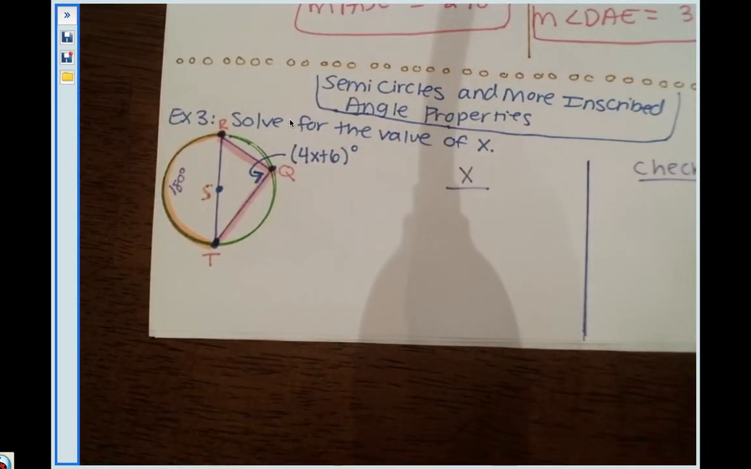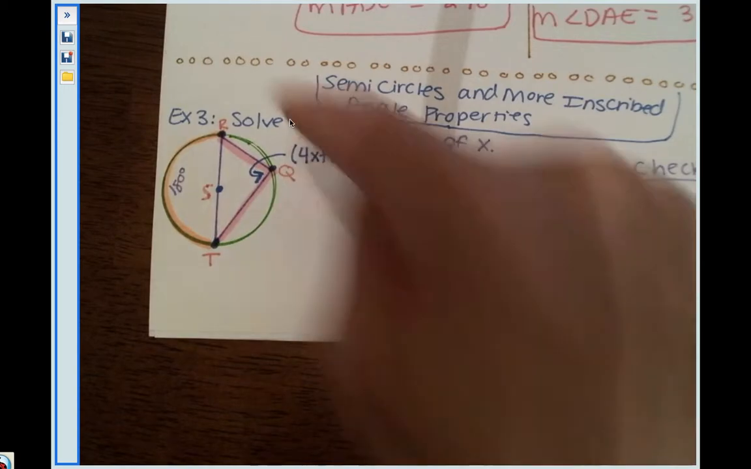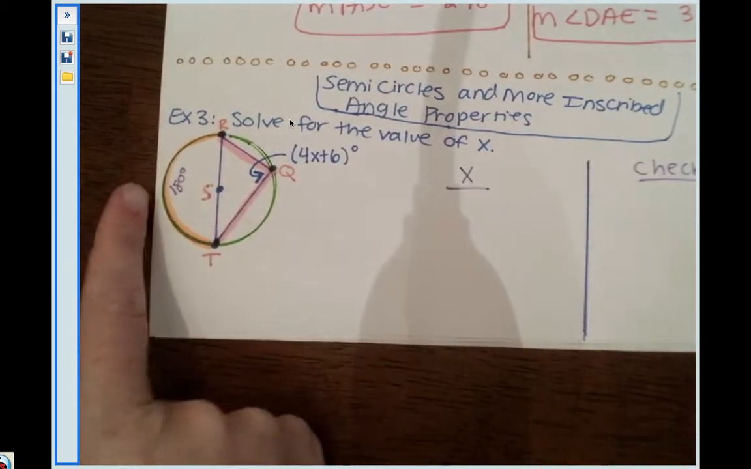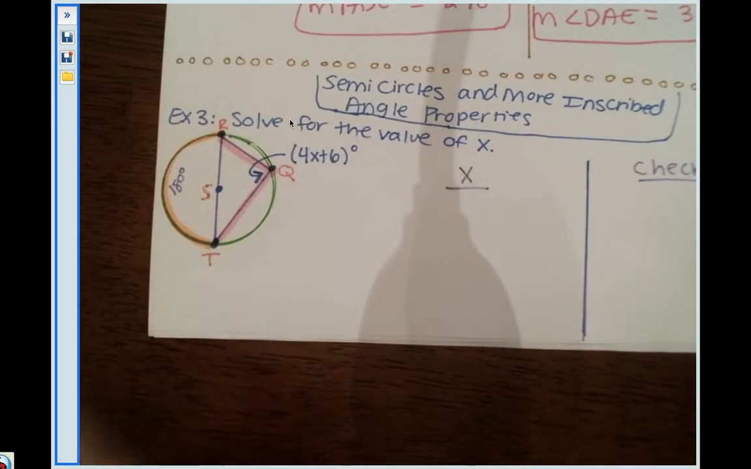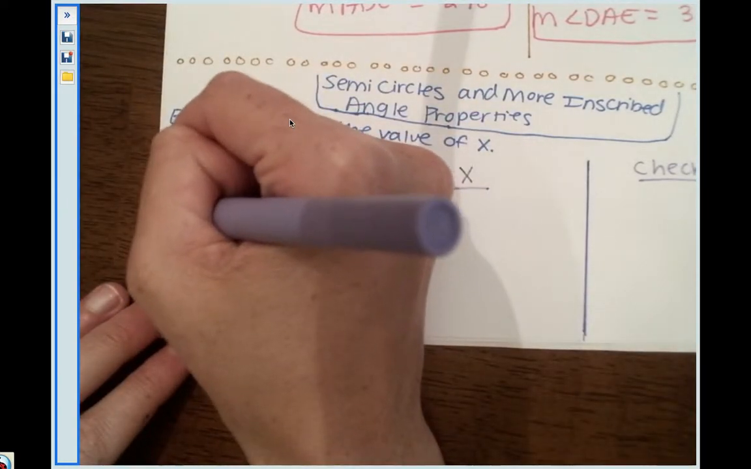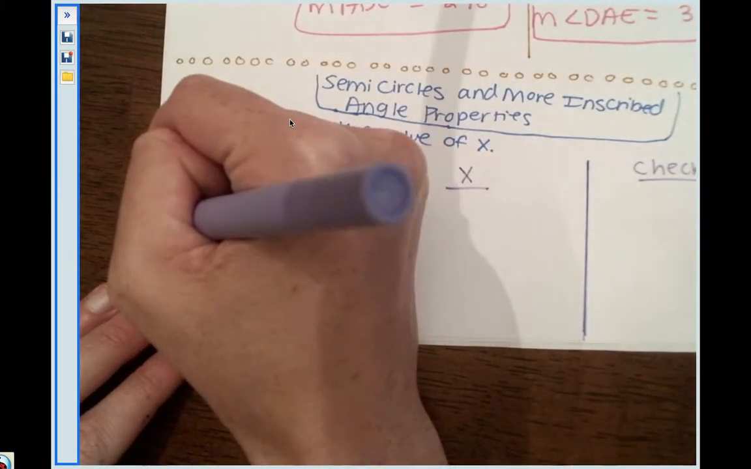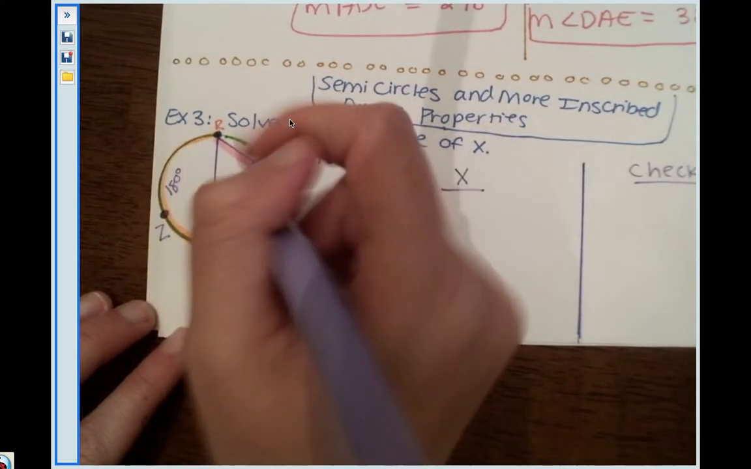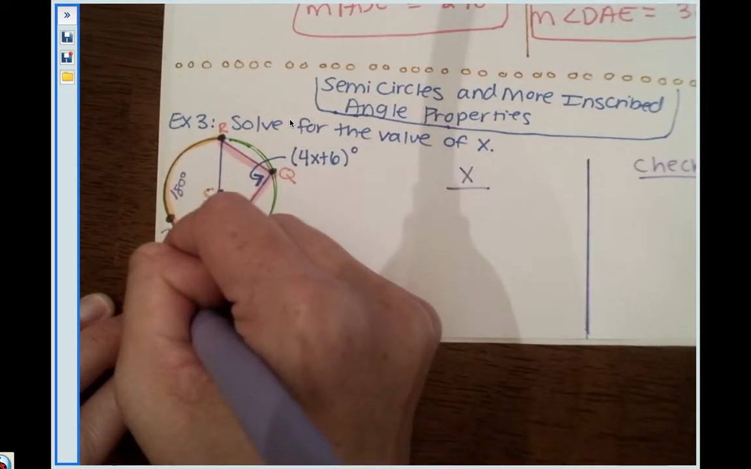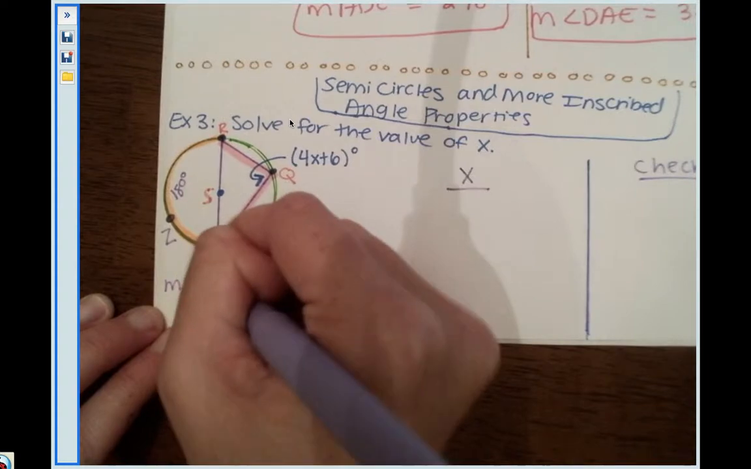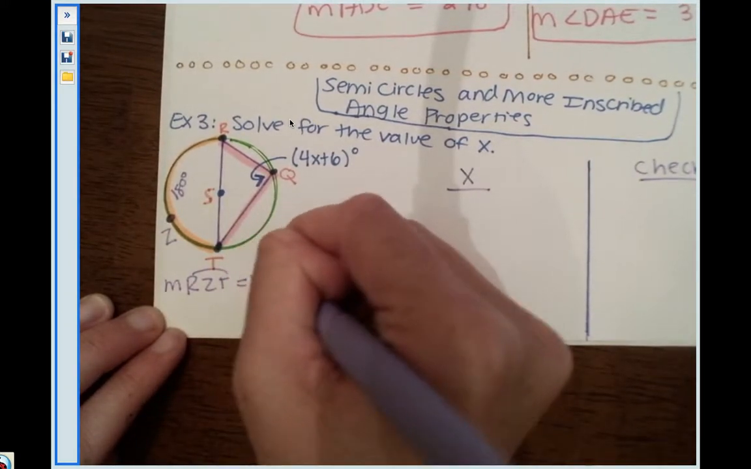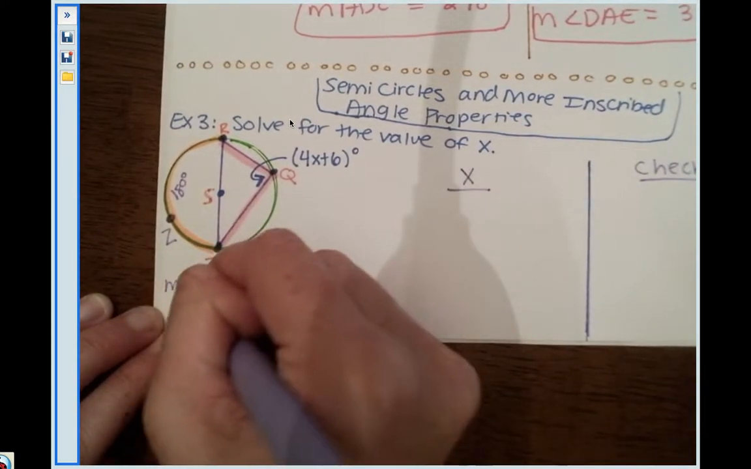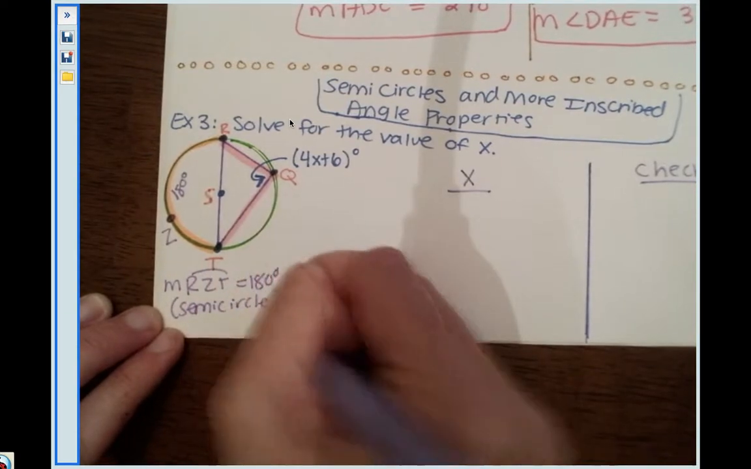Technically, semicircles you're supposed to name with 3 letters, but I don't have an additional point in there. I could throw in a point if I wanted to. So let's say that this is point, I don't know, Z. So I could call this arc RZT. So I'm going to say the measure of arc RZT equals 180 degrees because it's a semicircle. So that's good to keep in mind.